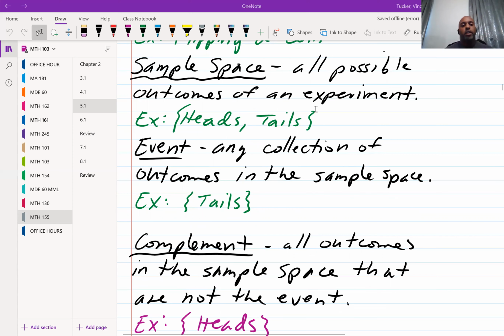There we go. So the complement is going to be all outcomes in the sample space that are not the event. So if you were looking at the probability of landing tails, then the complement would be everything else. In this case, landing heads would be the complement.